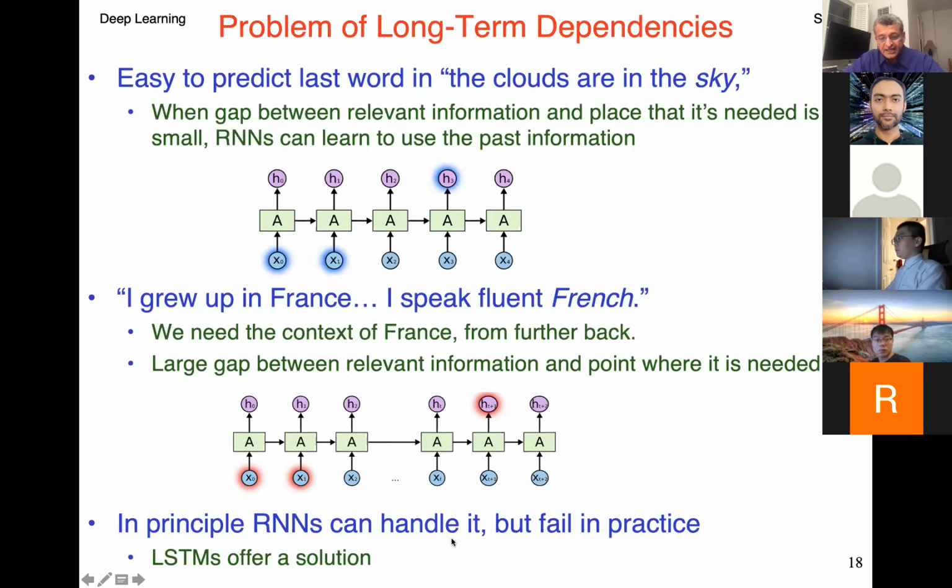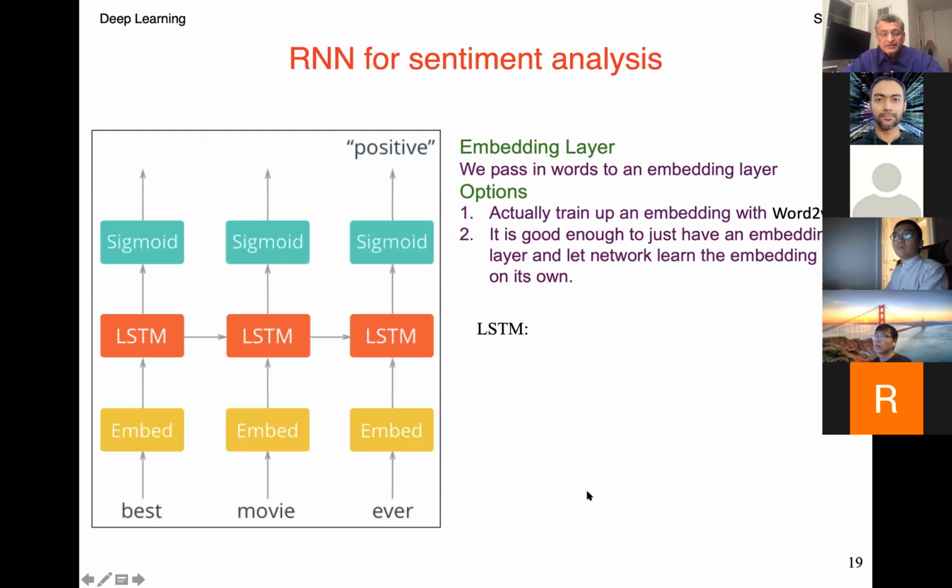In principle, RNNs can handle it, but fail in practice. And LSTMs offer a solution. So we're going to spend more time on this topic, but a quick look at the next model.